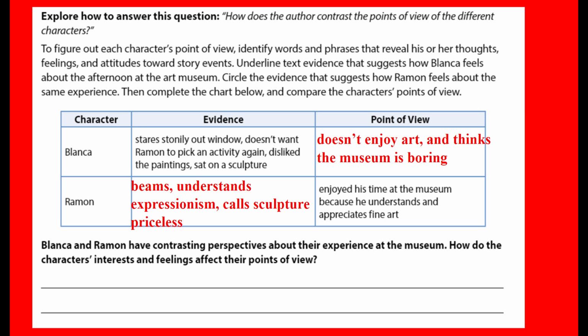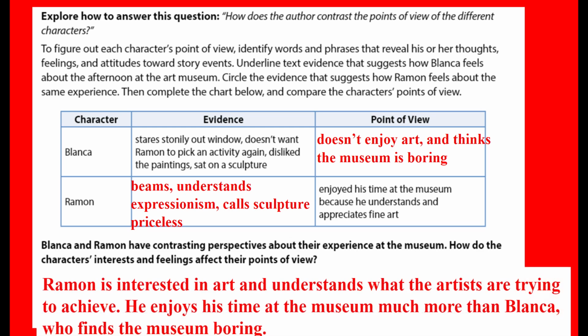Okay, guys, so you're back. I'm assuming that you have attempted to answer the question in your own copy of the Ready Workbook. So now we are going to work through it together. So, one more time, our question was that Blanca and Raymond have contrasting perspectives about their experience at the museum. How do the characters' interests and feelings affect their point of view? All right, so this is the answer that I came up with. Raymond is interested in art and understands what the artists are trying to achieve. He enjoys his time at the museum much more than Blanca, who finds the museum boring.